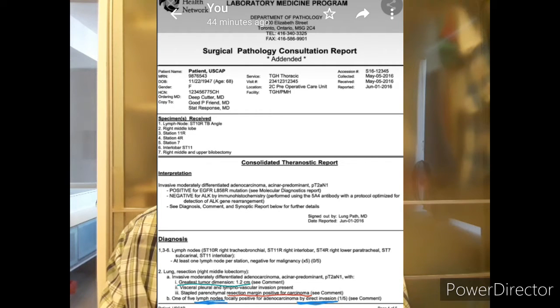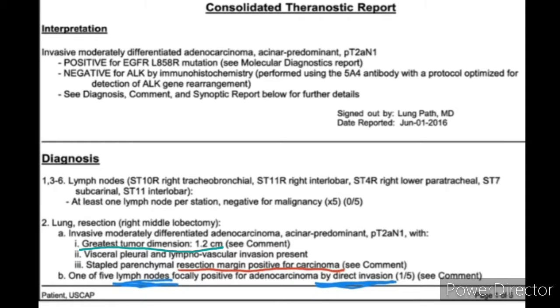You'll see in red down near the bottom, resection margin positive for carcinoma. Now, resection means a surgical removal of something. So they're talking about some tissue that was removed from the lung. And they're talking about the margin of that resection. The margin means the very edge where the tissue was cut. And it says it's positive for carcinoma, in other words, positive for cancer. Carcinoma is essentially another word for cancer.